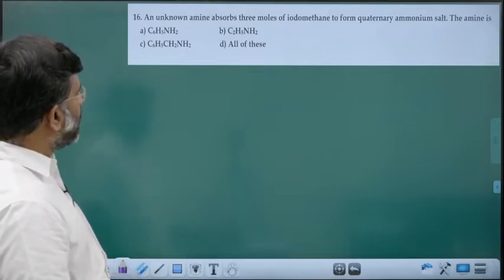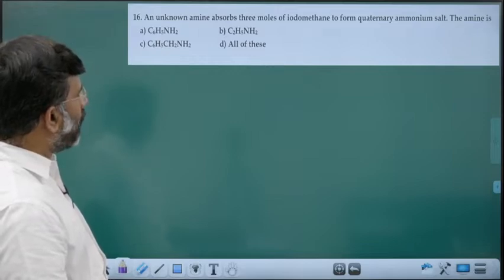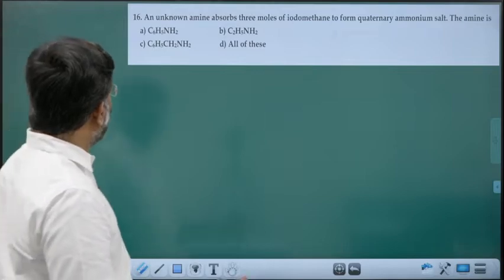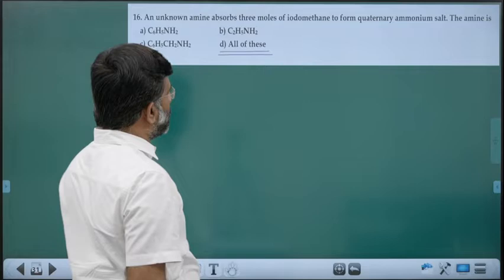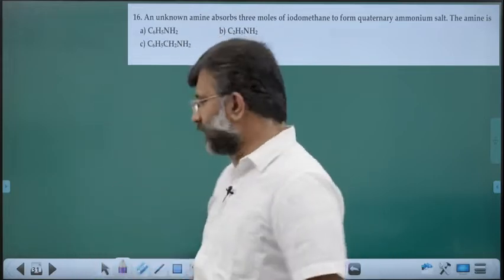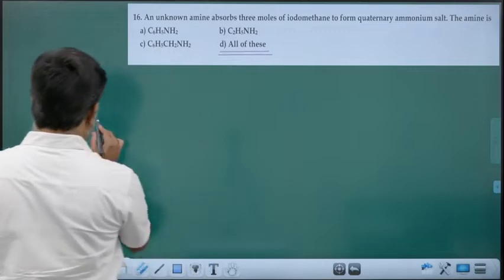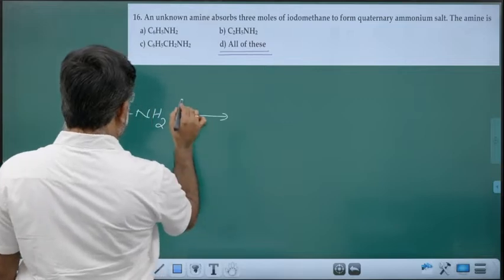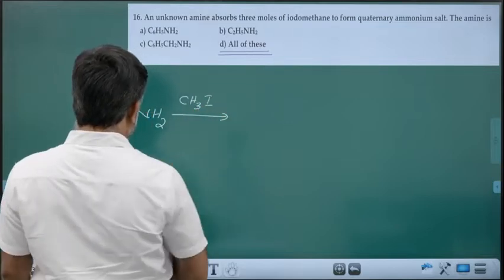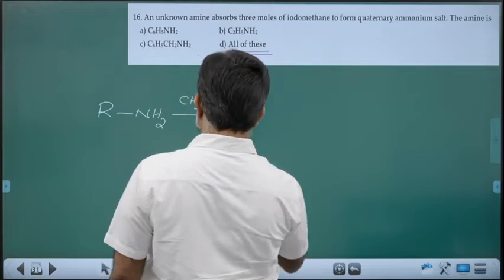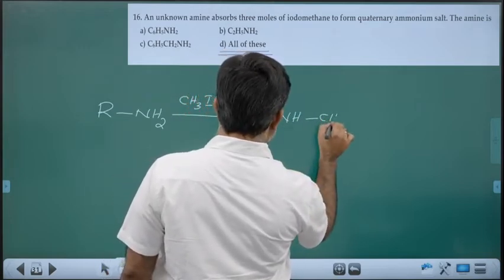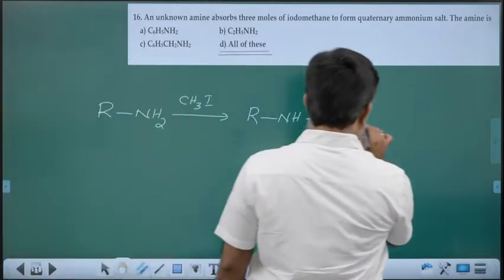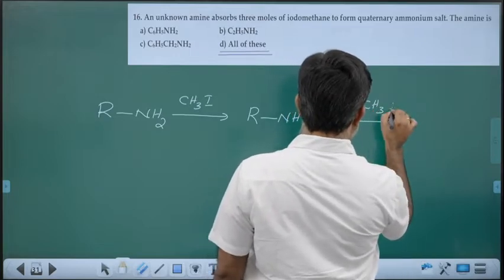An amine absorbs 3 mole iodomethane to form quaternary ammonium salt. Suppose you are taking a primary amine, and it is treated with iodomethane. What are you going to get? You will get RNHCH3. First one. Now you are repeating the reaction with CH3I.